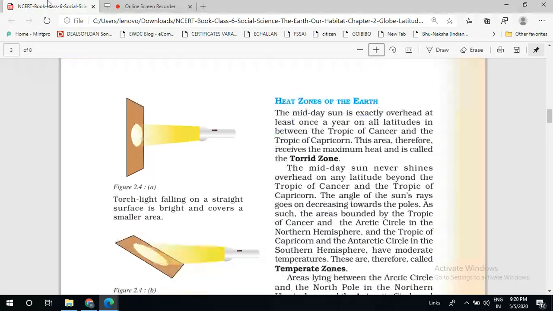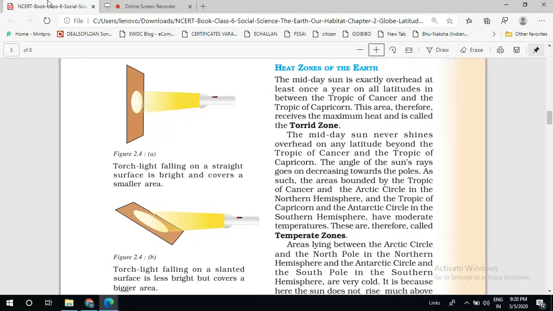We have discussed this also, and in order to understand the heat zones, we must understand that the amount of heat which Earth receives from the sun is not equal at all parts of the Earth. We find that there is one zone which lies between Tropic of Cancer and Tropic of Capricorn. This is the zone which receives maximum heat. Why does it receive maximum heat?